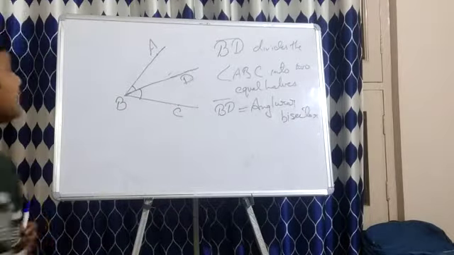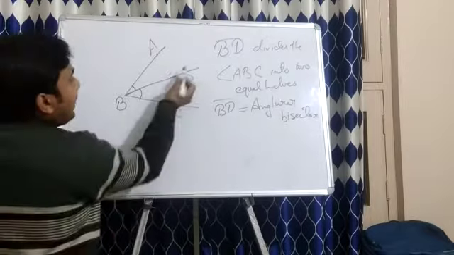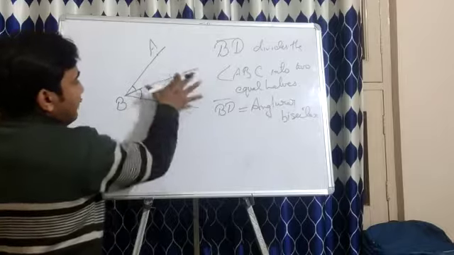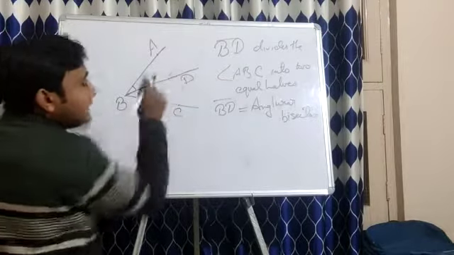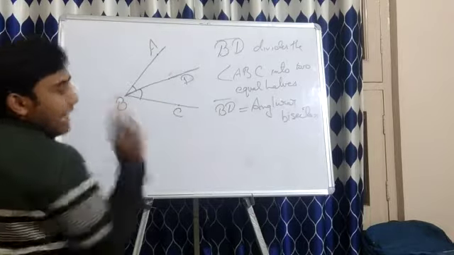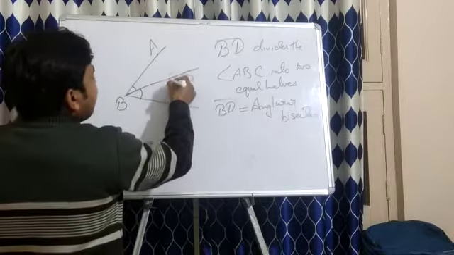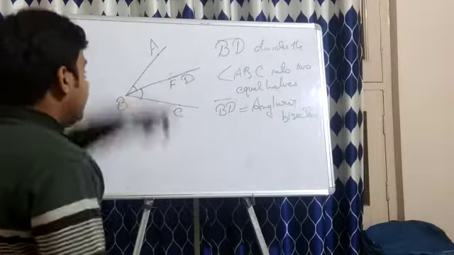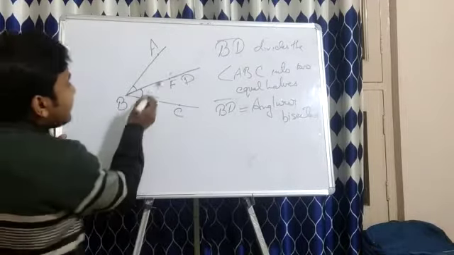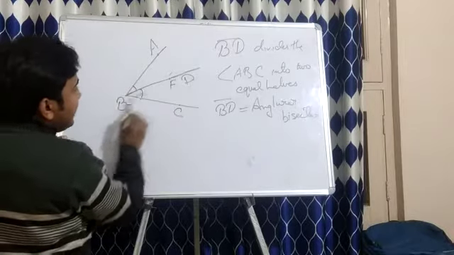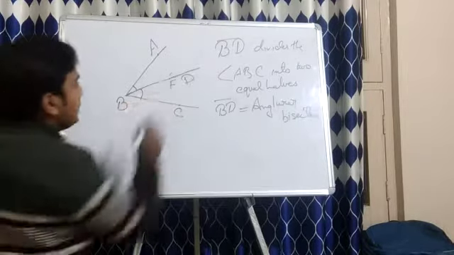Okay. Now what we have to prove in this video is that if you take any arbitrary point on this angular bisector, then that point will be equidistant from the two sides of the angle. Let's suppose we have taken point F as an arbitrary point on the angular bisector BD. Now what we have to prove is that the distance between F and the side AB, and the distance between point F and BC, are both equal.